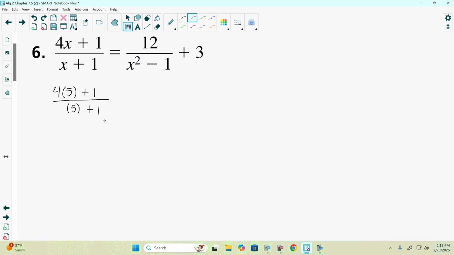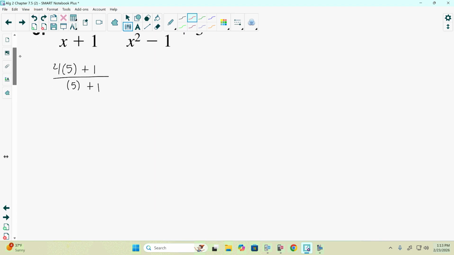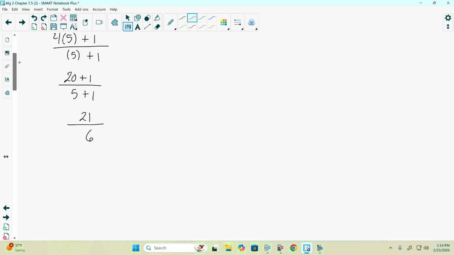So if we did the left-hand side, 4 times 5 is 20. So 20 plus 1 over 5 plus 1. 20 plus 1 is 21. 5 plus 1 is 6. And 21 over 6 is going to reduce to 7/2.